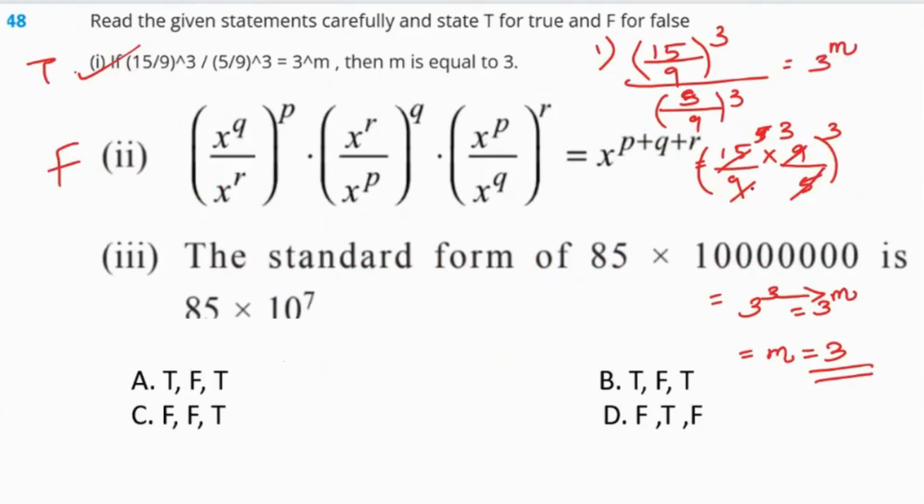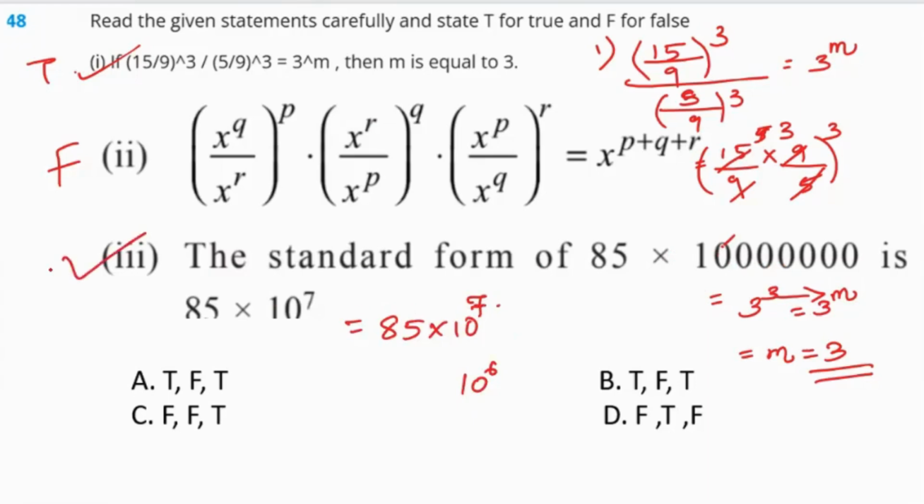Okay, how many zeros are there here? 7 zeros. 1, 2, 3. Okay, 7 zeros are there. So we can write it like this: 85 into 10 raised to 7. According to how many zeros there are, we can write it accordingly. If there are 6 zeros, we can write 10 raised to 6 like that. This is the standard form.